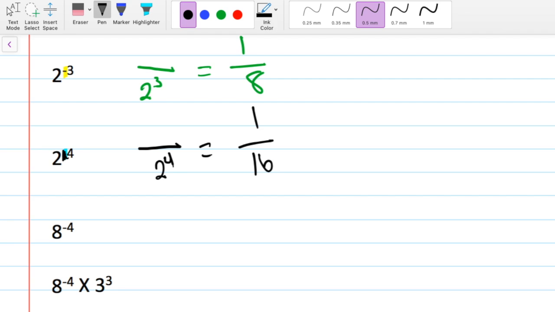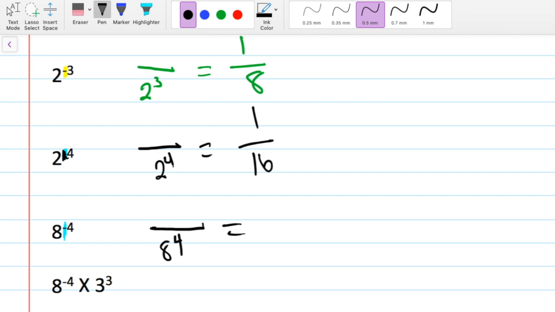Alrighty. Now I just want to show you that it's not just with simple numbers, this trick works on any number. And it's not really a trick, it's just another way of looking at it. So I have a negative 4. What am I going to do with that minus sign right there? Turn it into a fraction. So now we have 8 to the fourth.